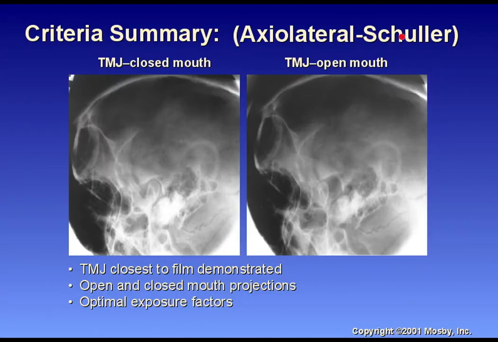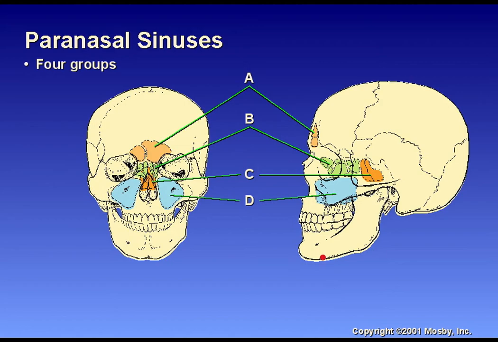So criteria, axiolateral Schuler, closed mouth, you're seeing the fossa and the condyle head. The fossa and the condyle head move forward in the open mouth, and you are imaging the TMJ closest to the film. So if they want both sides, you're going to have to do a right and a left. So sinuses, 4 groups. This one should be easy.